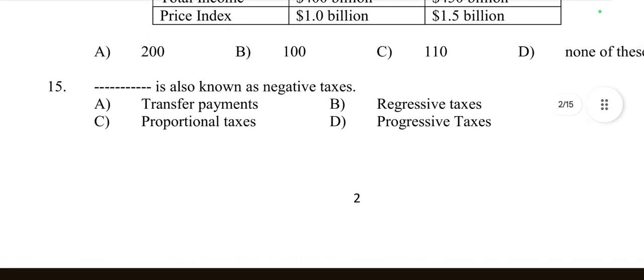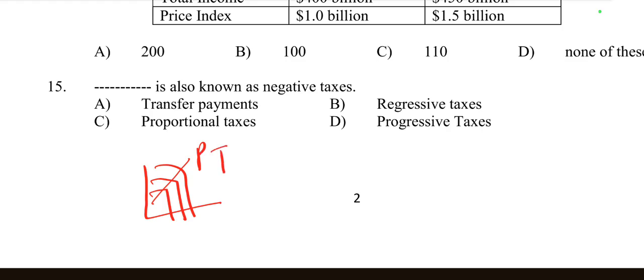Then question number 15. Dash is also known as negative taxes: transfer payments, regressive tax, proportional tax or progressive tax. These are the different tax structures: regressive, proportional, progressive. Progressive means that when income increases, the tax rate increases. This is called progressive tax.